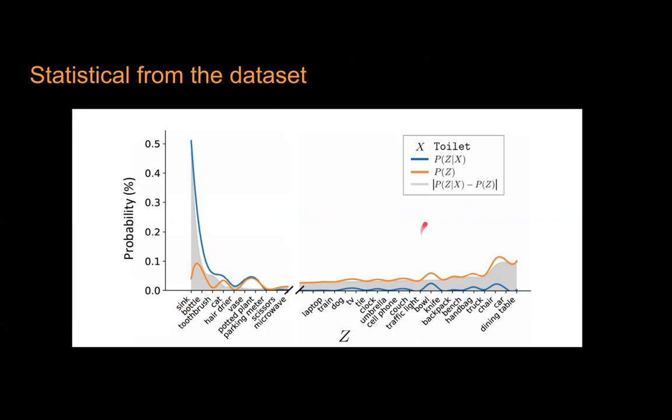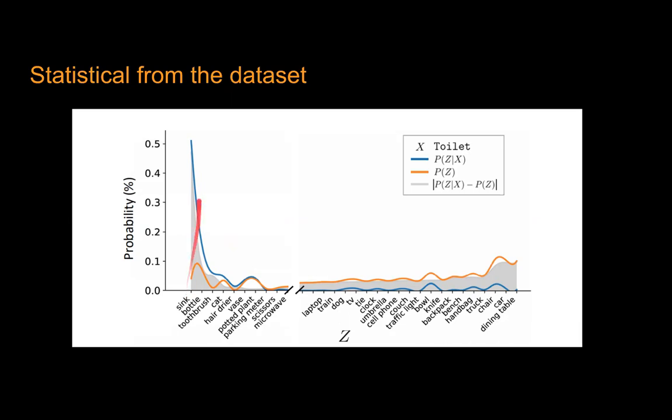We know that z can be any object. Again, z can be any object. For some z, the p of z given x is larger, which is the blue curve, and for others, maybe the orange curve p of z is larger. Then we can compute the difference, which is the gray area in this figure. We know that this gray area causes the difference between those two values with or without do calculus.